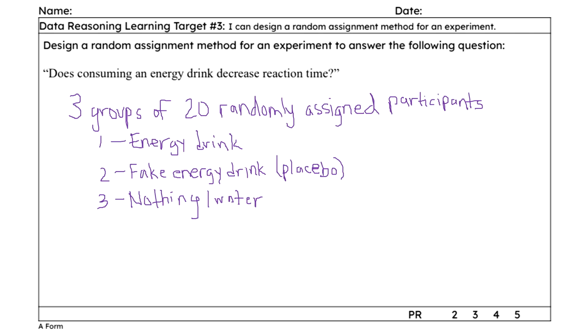groups. So for this random assignment, we are going to do, let's see here, 60 slips of paper in a hat. And then participants choose 1. Oh, boy, my handwriting.